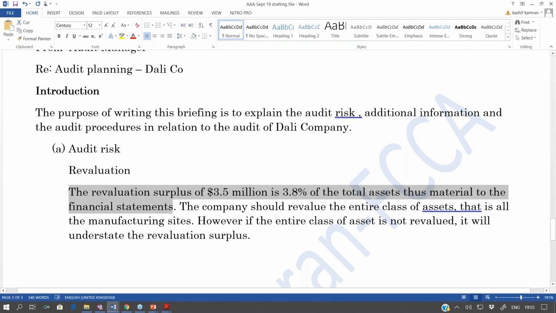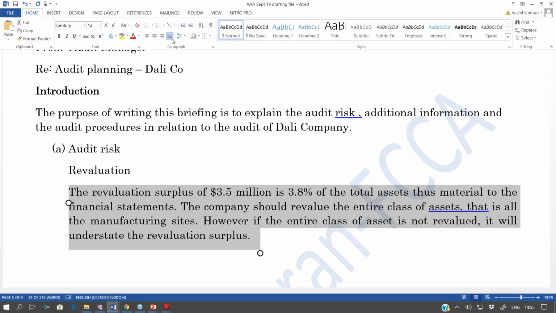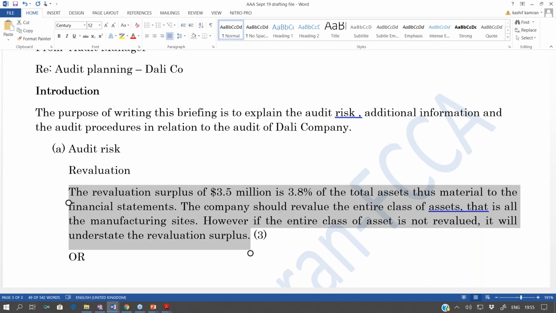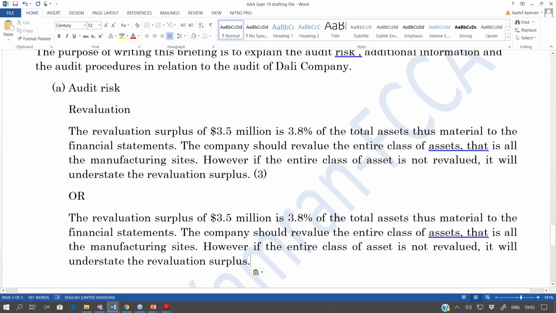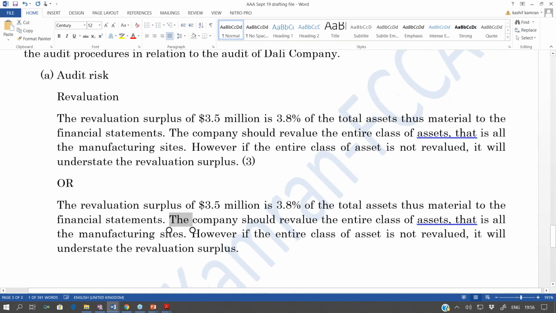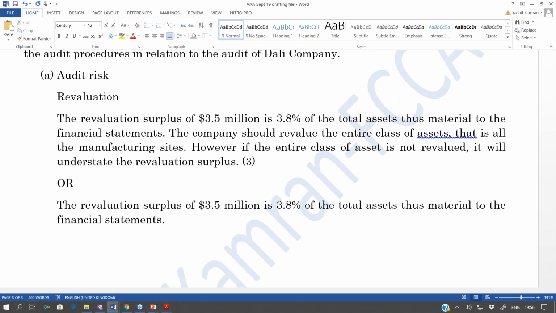So see, this is my 3 marks, bracket close, 3. If you don't want to write this, then take another 3, another way. Do this or do this. Copy the same situation from above, go down, paste it. The revaluation surplus is 3.8% of the total assets, thus material to the financial statement. Now change everything. There are so many accounting treatments of revaluation, right? If you don't want to write the entire class of assets, then you can write this. You will say it's 3.8% of the total assets, full stop.